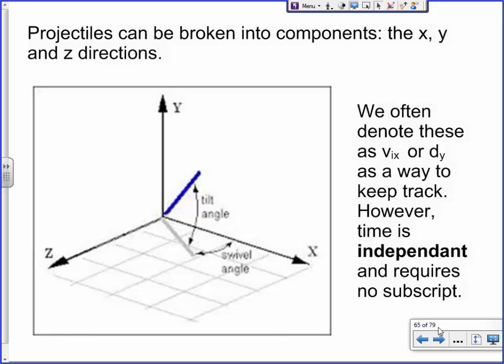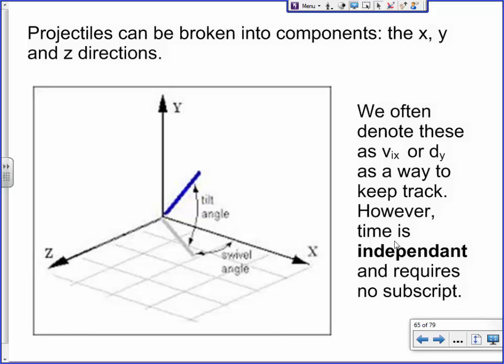Okay, I've mentioned this before. We can technically do x, y, and z directions. We're just going to do x and y. We don't actually worry about the swivel angle in this course. Other thing I have here is that we want to make sure that we notate things really importantly. So you want velocity initial in the x direction or distance in the y direction. I think it's really key to make sure that you're specific on those things.